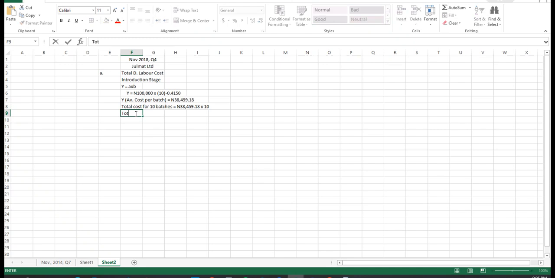So total cost is what? 384,591.78. I'm using 0.78. I used 0.80 before. That's why I said you should give me 0.78 for this one. If I'm using 38,459.18 and multiplying it by 10, automatically it should be 0.8, right? So let's leave mine like this. Yes, it's the same.